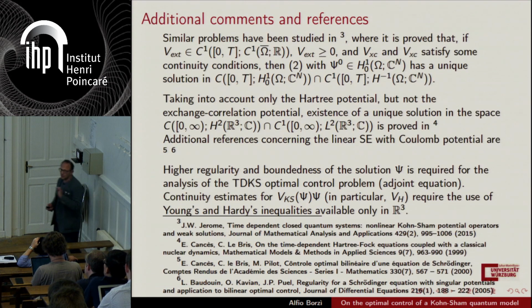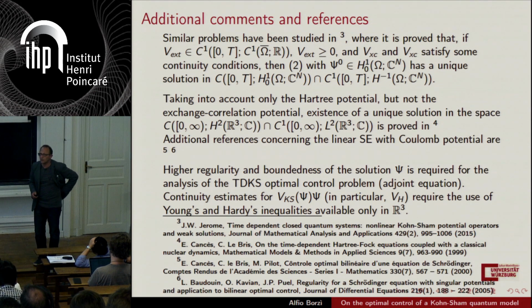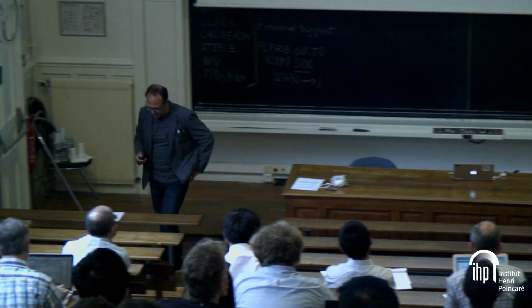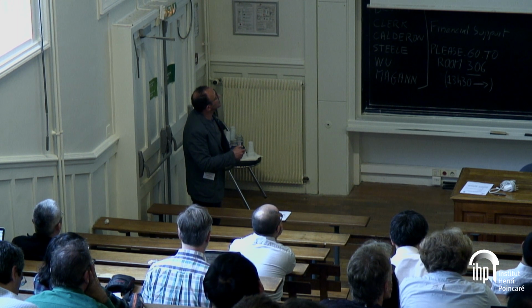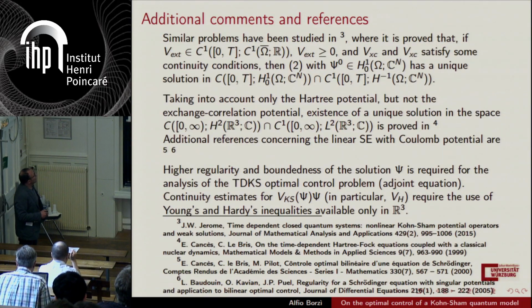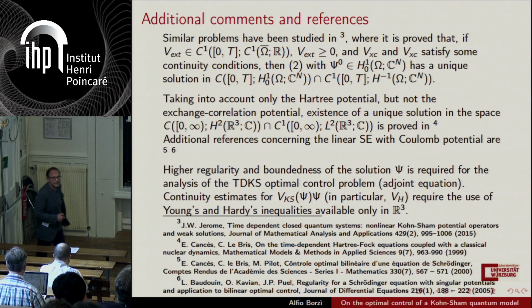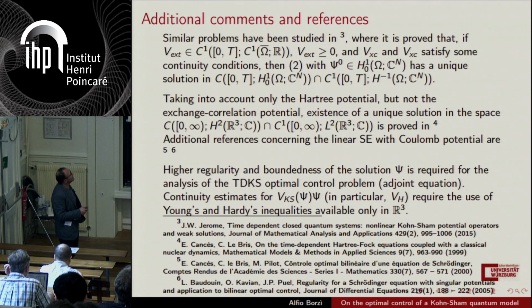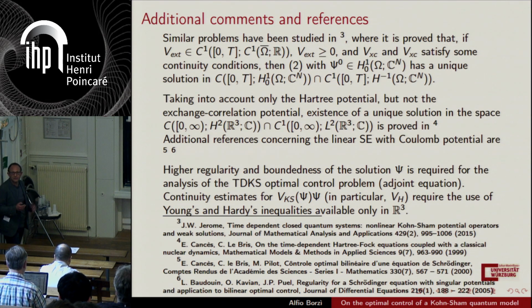So let me make some additional comments, because it is correct to say what has been done and what's not. First of all, something similar has been done more or less some years ago by Jérôme, and he could make some similar estimate, but in a much more regular setting. Very important, I would like to mention the result by Cancès and Le Bris about the Hartree potential, which was one of the first to make something like this, with this regularity of solution of the Schrödinger equation with Hartree potential. Then there are additional results by Baudouin, Kavian, Puel for the Coulomb potential, and they are the main results that we have used also. And we have a problem.